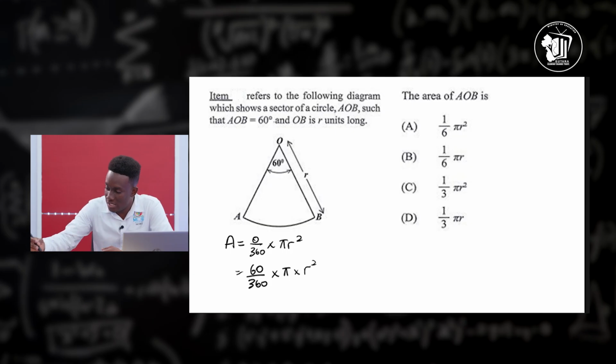So we see the answer was broken down, so we need to break this down. This 0 cancels with that 0. 36 divided by 6 is 6. So this will be equal to 1 over 6 pi r squared, which is simply equal to A.